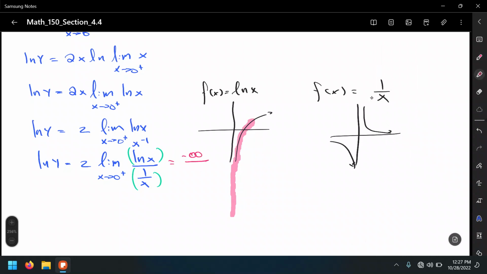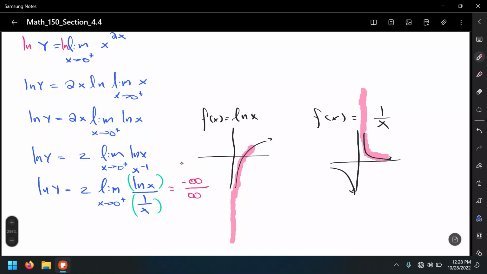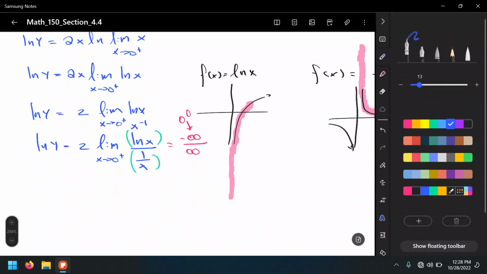What about the other function, 1 over x, approaching 0 from the right? Where is it going to? That means negative infinity over infinity, which is an indeterminate form, isn't it? It's weird how we go from 0 to negative infinity over infinity, but once you see all these pieces separately and put them together, it's math. That means we can go ahead and use L'Hopital's rule.